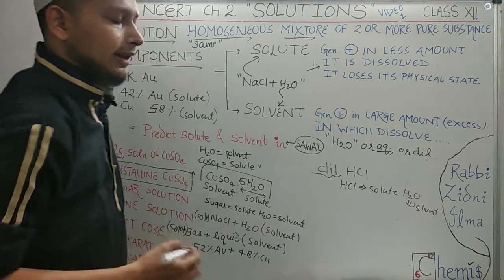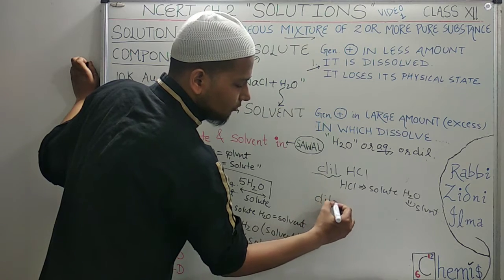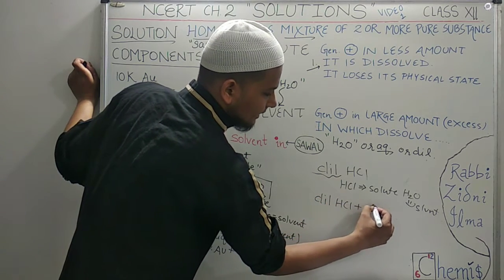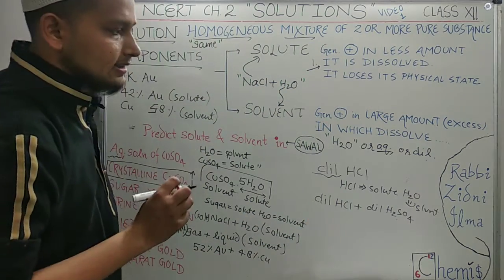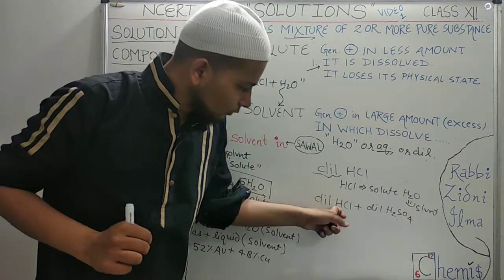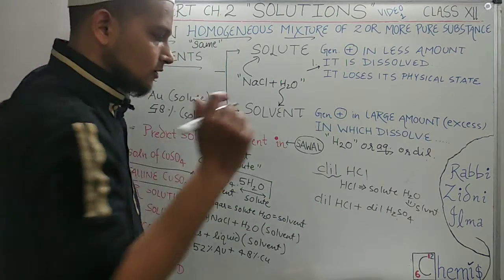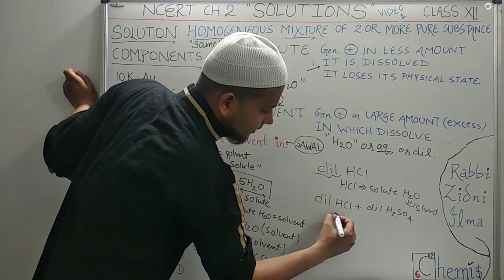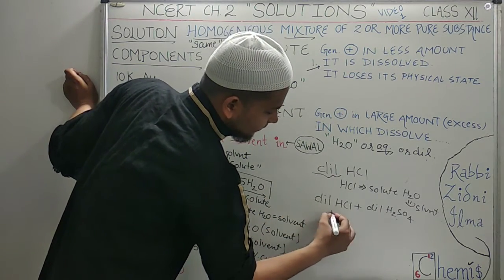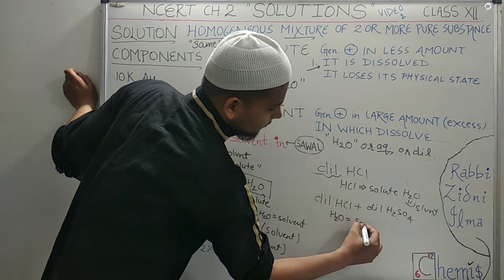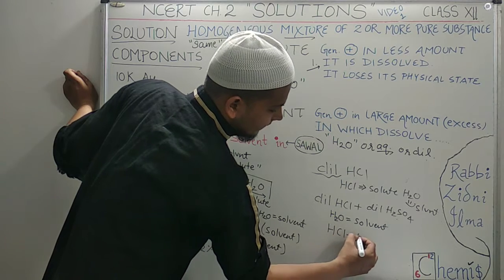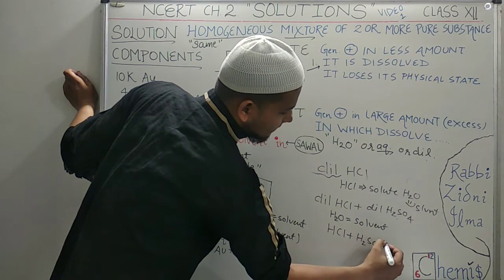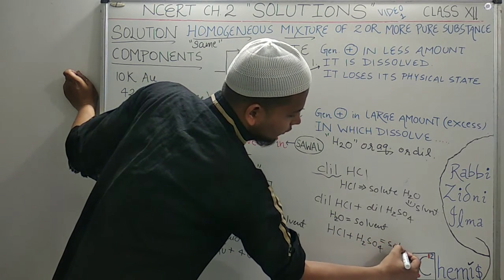Next, I say I have a mixture of two dilute acids, dilute HCl and dilute H2SO4. So in this particular case, we have two solutes, HCl and H2SO4. The answer turns out to be that dilute means water, and water will be our solvent, and we have different solutes, HCl and H2SO4. This is our solute.